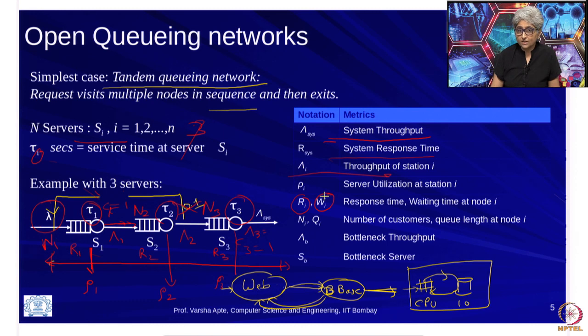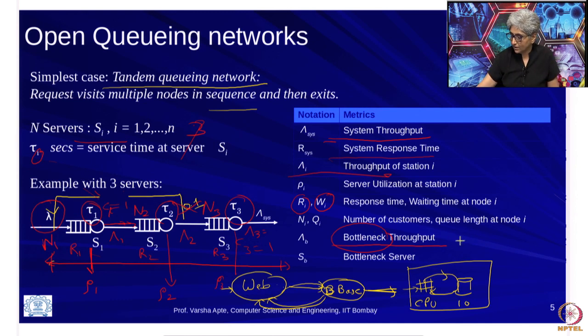A more interesting metric that we ask for in a queuing network is what is called the bottleneck throughput. Now, what is a bottleneck throughput? Bottleneck always refers to the resource in any kind of connected system that slows down the capacity of the system, or that determines the overall capacity of the system.